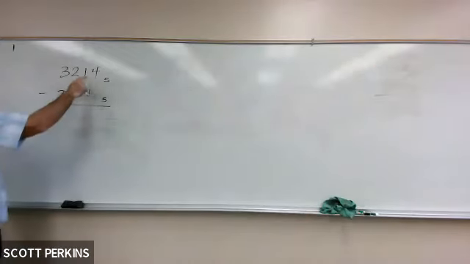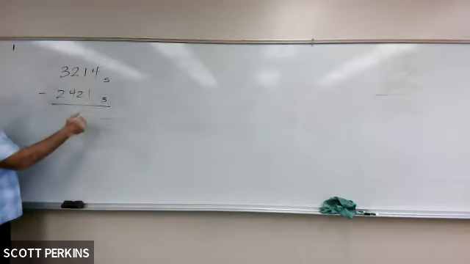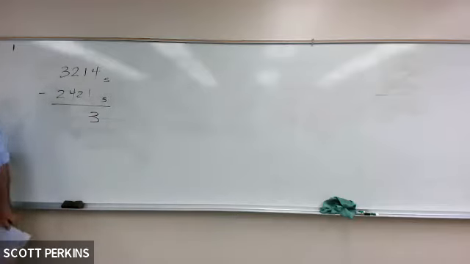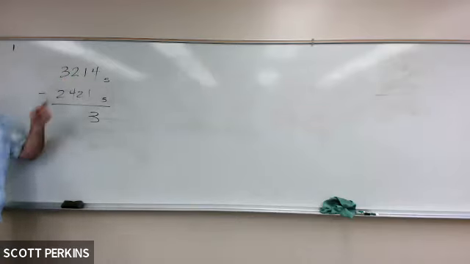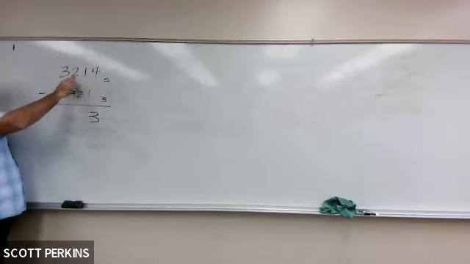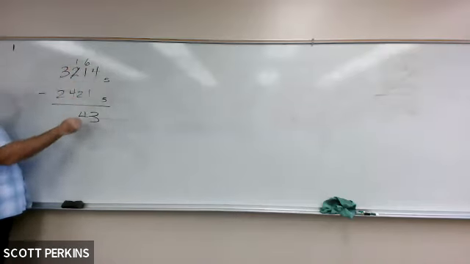So I have 3, 2, 1, 4 base 5, 2, 4, 2, 1 base 5. So my first column works out to be nice for me. 4 minus 1 is 3. That's true in any base, so good. The next one, 1 minus 2, that's where I hit my roadblock. I don't have enough in the top to subtract 2 from, so I'm going to borrow. So I come over to the 2. The 2 becomes a 1. I've borrowed a full group of 5, so this column now becomes a what? 6. Great job. 6 minus 2 is now 4.